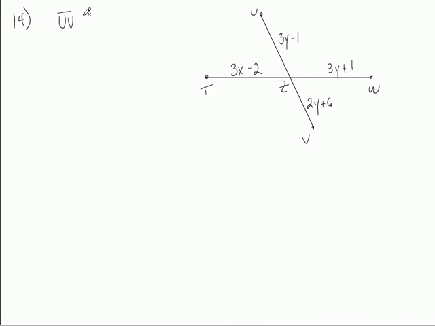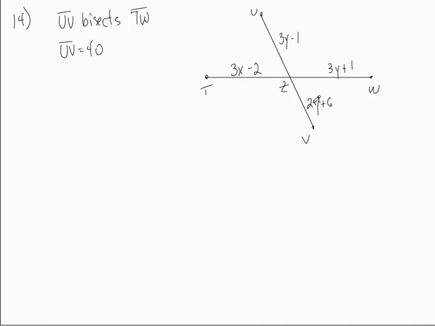Line segment UV bisects. Now that's very important. Don't just read that and blow that off. Okay, this tells you some important information. UV bisects TW. And it also says that UV is equal to 40.